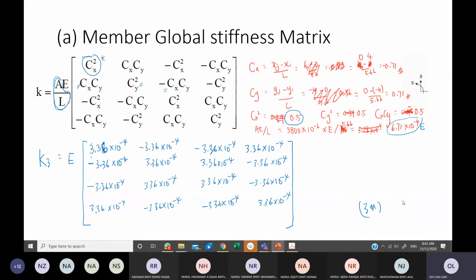Okay, class. I suppose everyone has done this. Do you get the same answer? Yes, doctor. So these are 3 marks. We are going to move to problem B. Write the reduced structure stiffness equation in matrix form and solve for the non-zero degrees of freedom. So let us keep this.